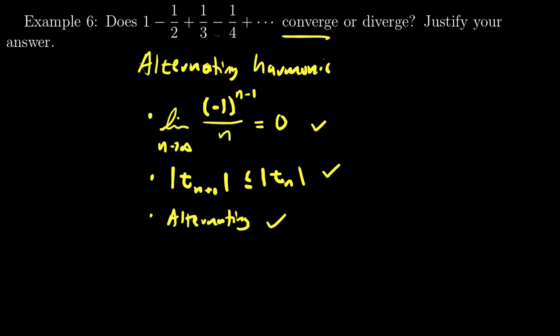Now, it is worth noting, this only converges because it's alternating. This does not converge absolutely, because we just talked about the harmonic series not converging.